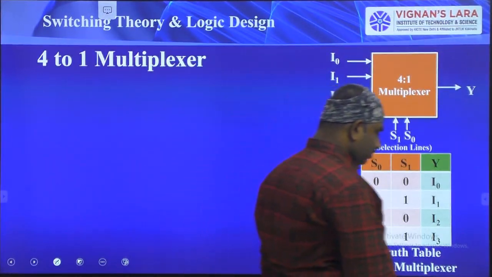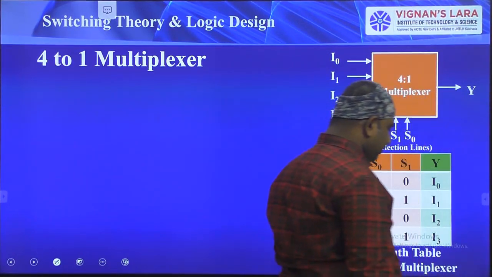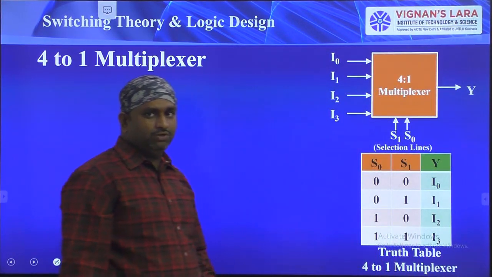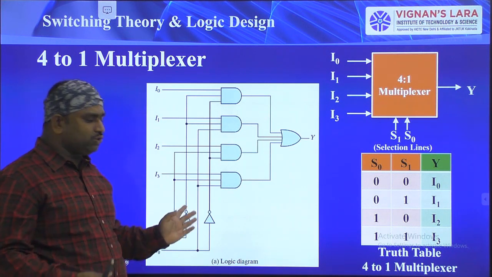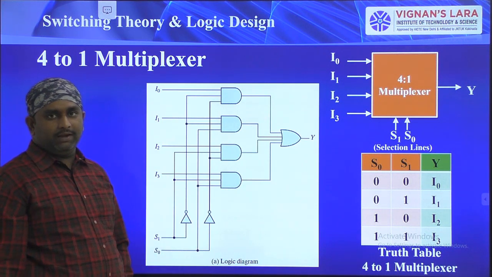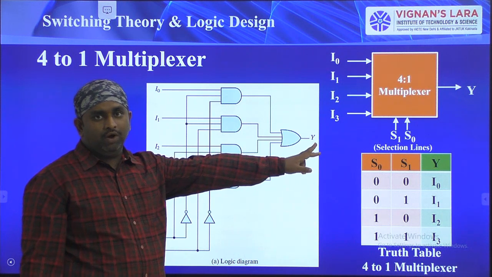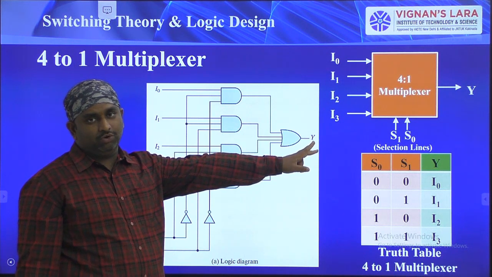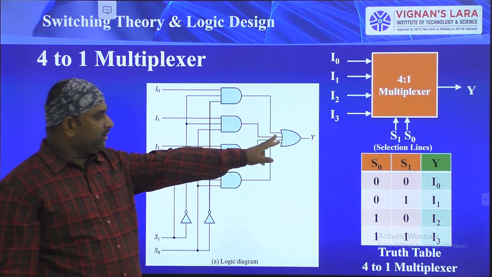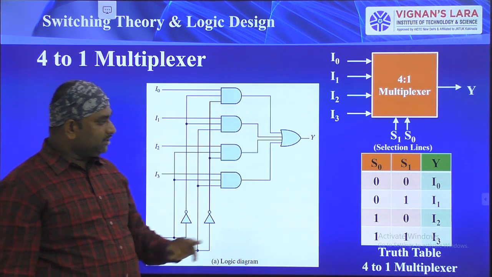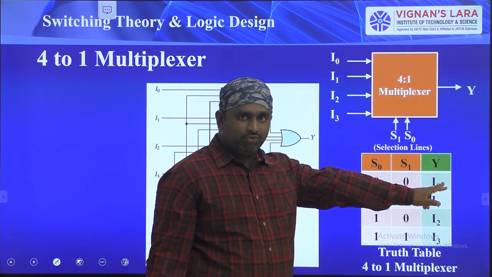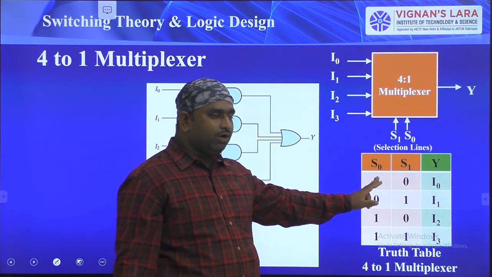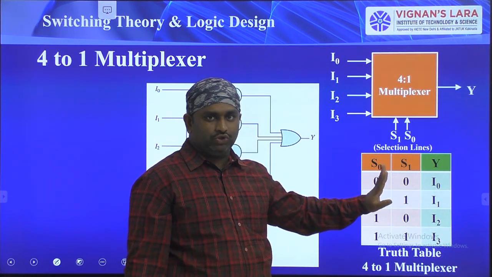Now, coming to the internal diagram of the 4:1 multiplexer. This is a 4:1 multiplexer. Here we have only one output, that is equal to Y. Next, see here, Y is equal to I0 when S0, S1 values are 0, 0.